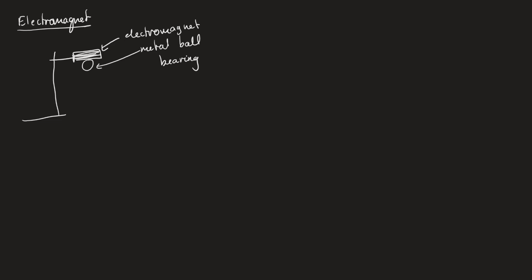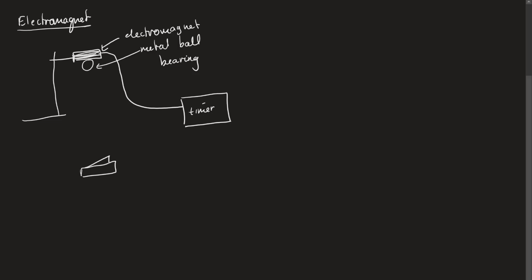That means that this electromagnet is going to be connected to the timer. So this is the timer, and if this is on a table here, we need to have some sort of switch at the bottom of the height. This height we can measure, and let's call that s. So s is the distance that it falls through, and this switch is also going to be connected to the timer. When we turn off the electromagnet, the timer starts. As soon as this ball hits this switch and closes the switch, the timer stops.